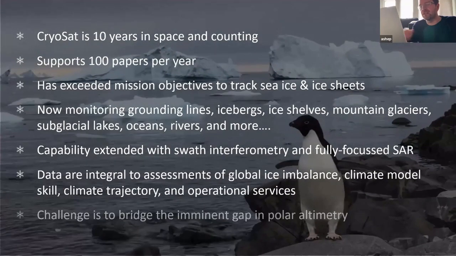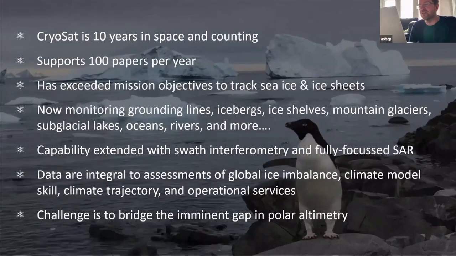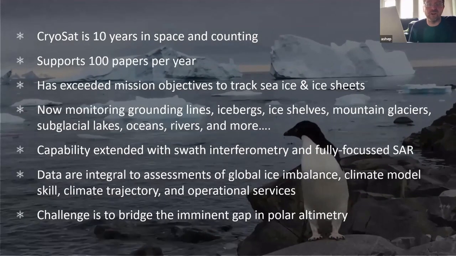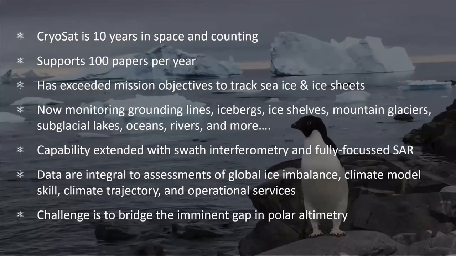The bad news for global ice imbalance is really bad news. 28 trillion tons of ice has been lost. 1 trillion tons of ice per year. All parts of the cryosphere are losing ice, no matter where you look, every corner of our planet. And we need to do something about that.